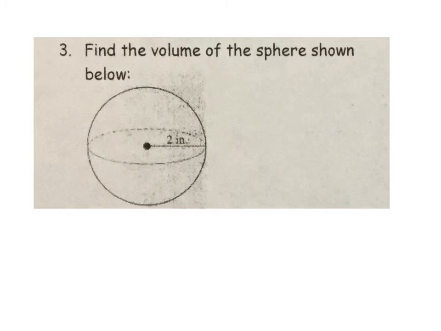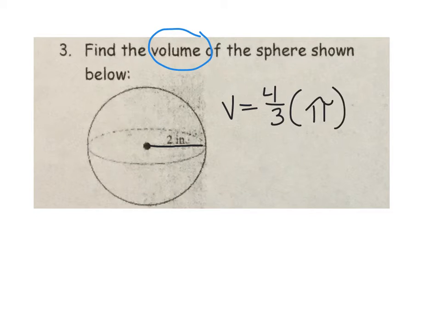All right, number 3, find the volume of the sphere shown below. So again, another volume question, and it is a sphere. This is the radius right there. So same formula: 4/3 times pi times the radius cubed. Good.